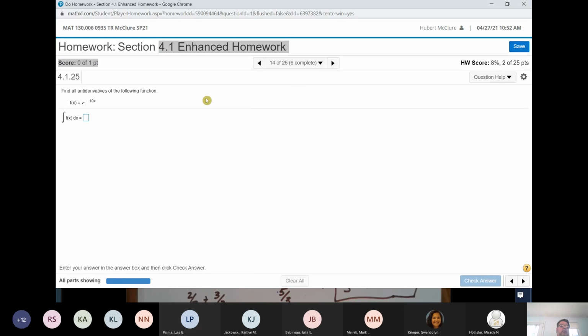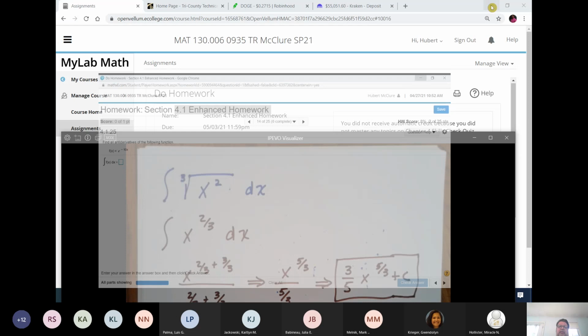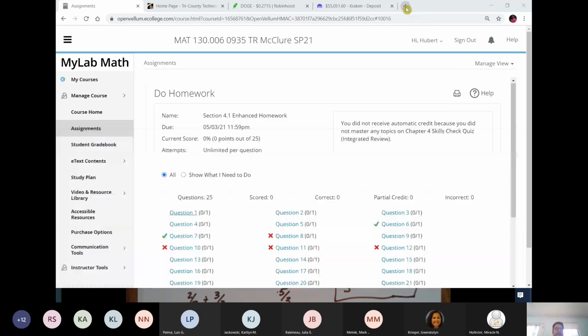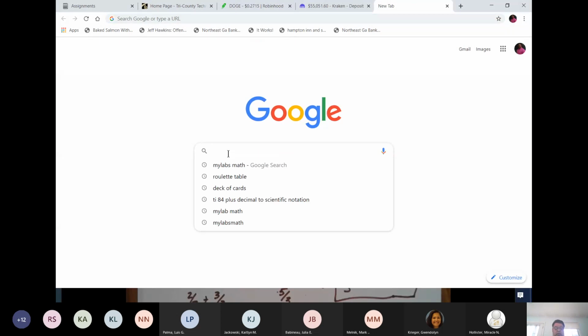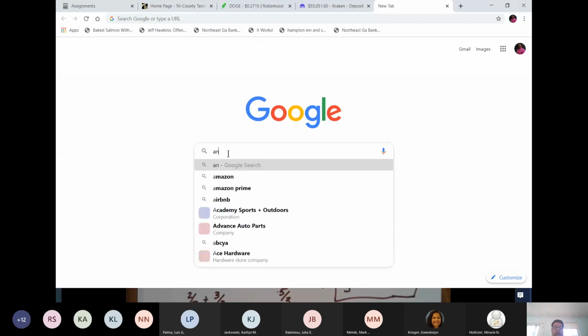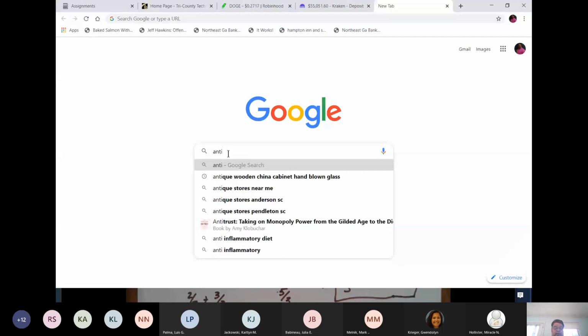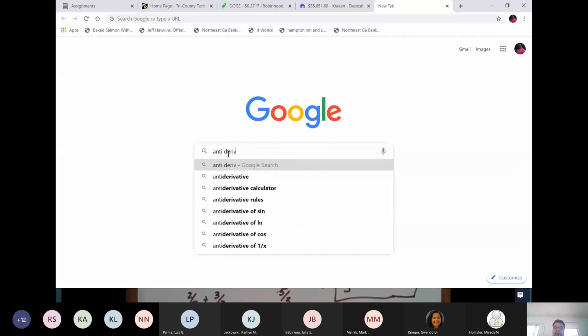Okay. The antiderivative of e to the -10x. Why are they bringing this one up now? Because the antiderivative of e to the x. Okay, hold on a minute. The antiderivative of e to the x is e to the x, but I think that one's a little bit misplaced. And you need to go ahead and look this up too. Antiderivative rules.